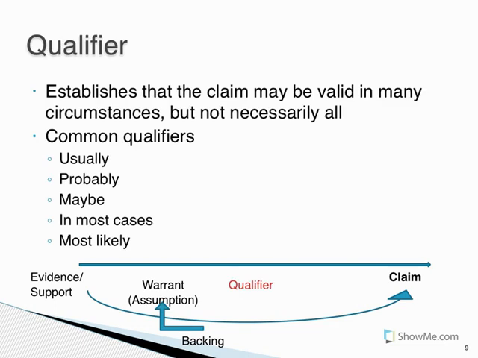Now, we know that all arguments are not absolute. It can't be 100% right every single time. And so that's where the qualifier comes in. What the qualifier does, it establishes the fact that the claim may be valid in many circumstances, but not necessarily all of them.